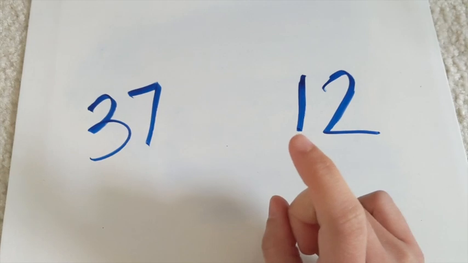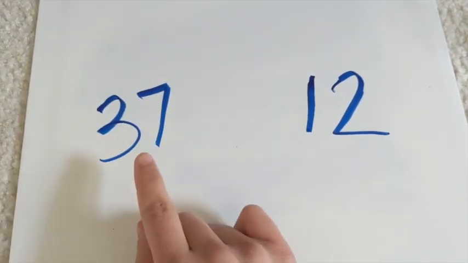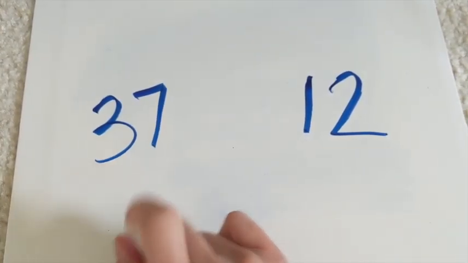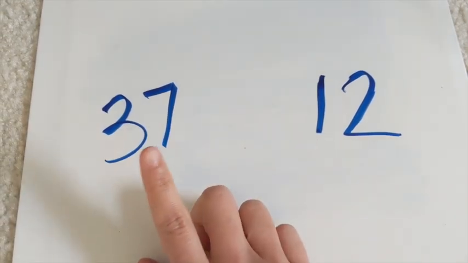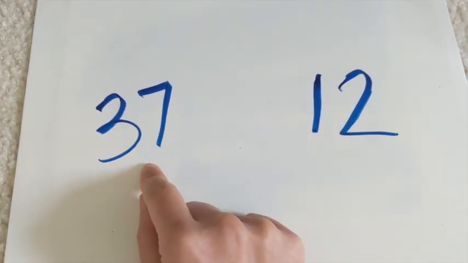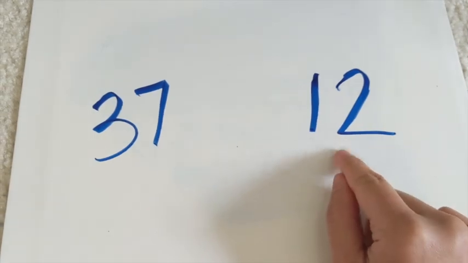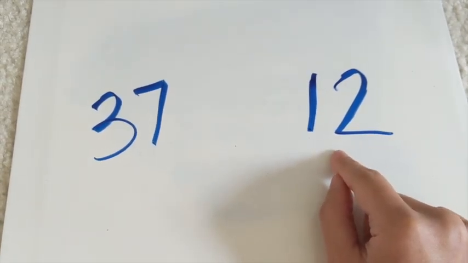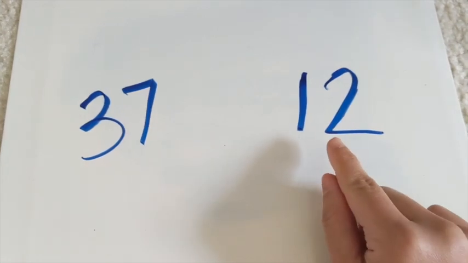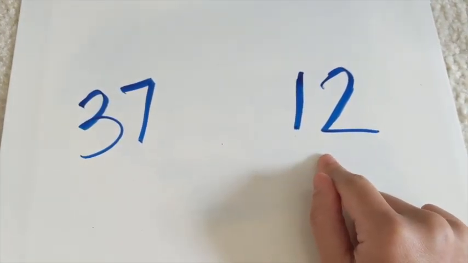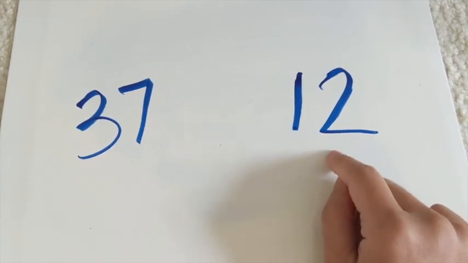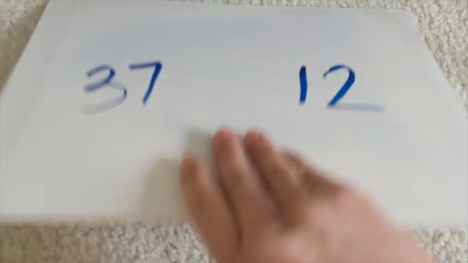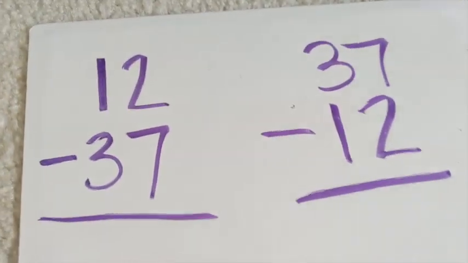Do you think we should take away the 12 from the 37? Or do you think we should take the 37 from the 12? So this is what I'm talking about. I could have 37 Cheerios, and I could eat 12 of them. Or can I have 12 Cheerios and eat 37 of them? Which one makes sense? Well, let's take a look here.